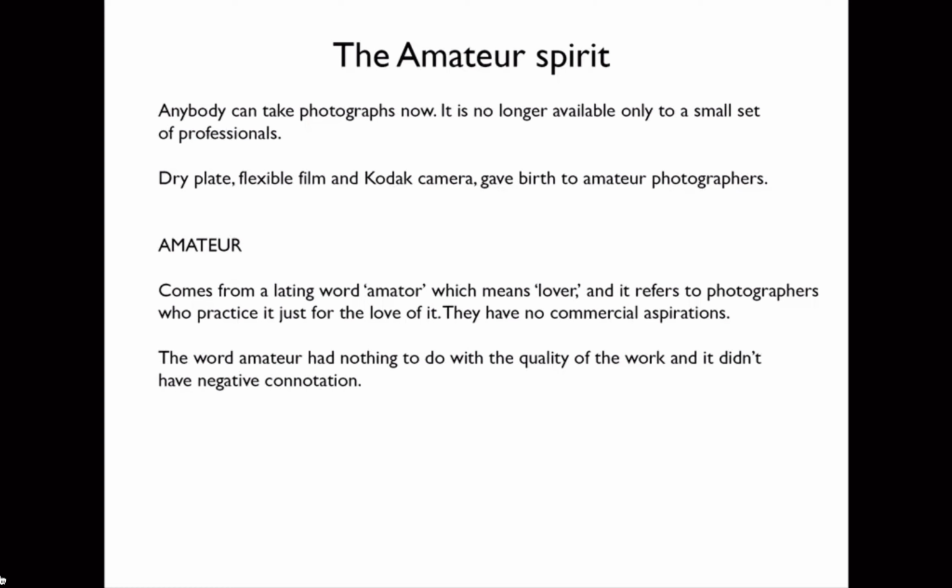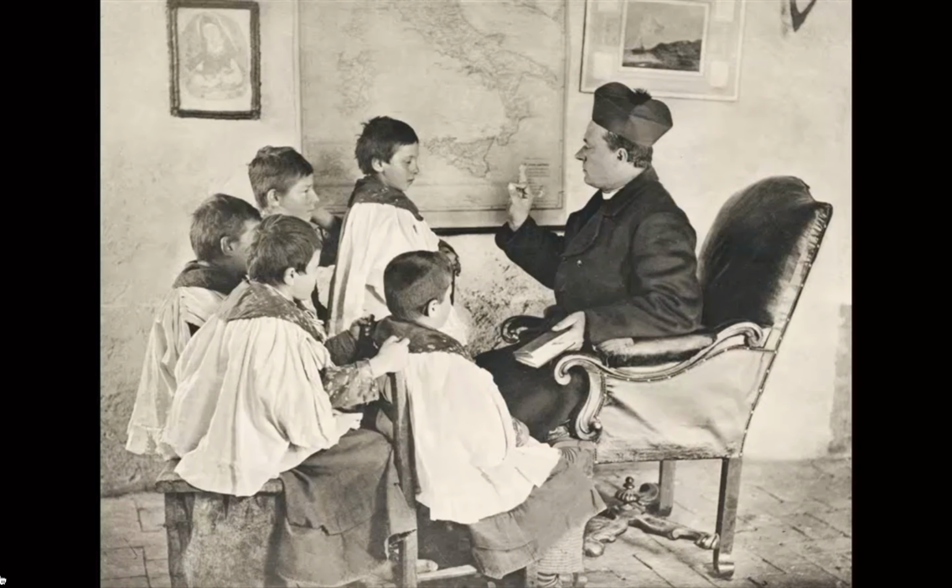Now, if we think about amateur today, everybody would think that amateur work is work that doesn't really have a high quality. However, the original meaning of the word amateur has nothing to do with the quality of work. It is just whether the work was done for the love of it or for a commercial purpose. And these are some of the amateur photographs of that time.